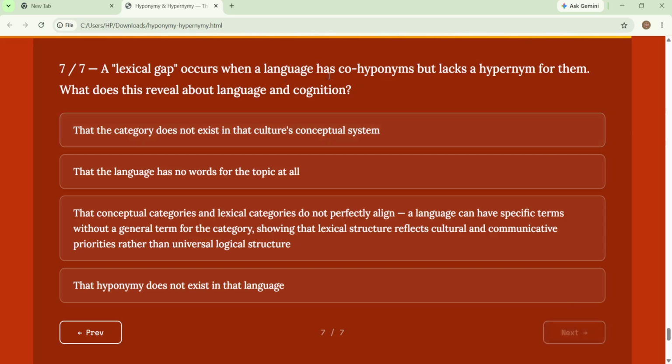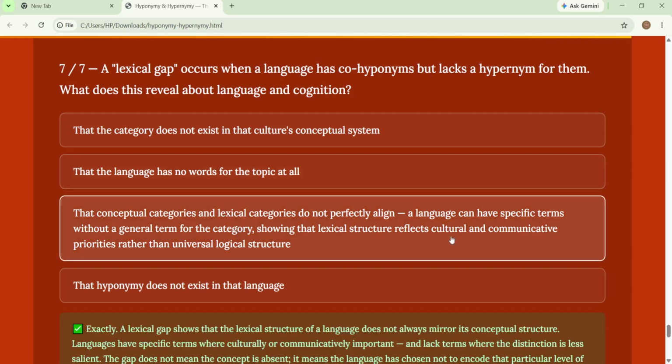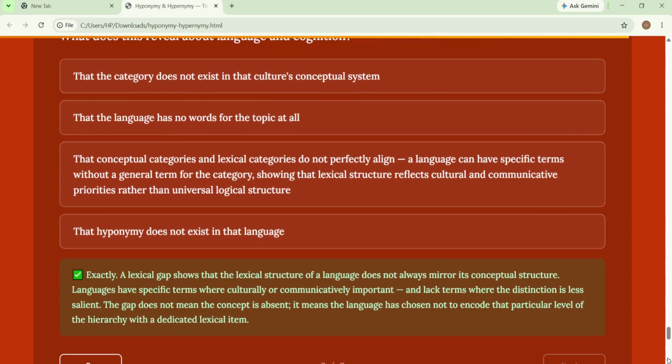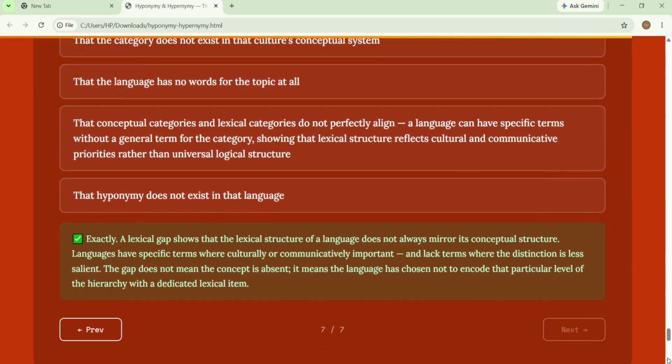Then, a lexical gap occurs when a language has co-hyponyms but lacks a hypernym for them. What does this reveal about language and cognition? Well, this is the answer: conceptual categories and lexical categories do not perfectly align. Language has specific terms without general terms, like we have discussed about English cookware not having a general term for them.